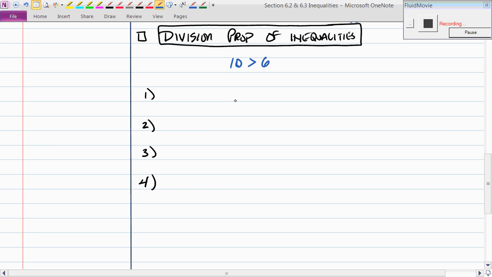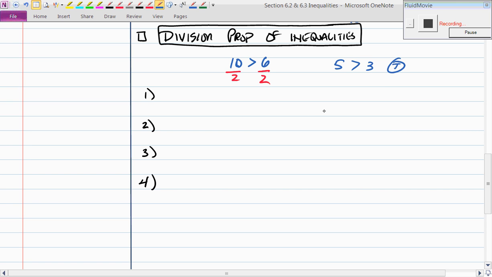Now someone give me a positive number out there that we can easily divide by. Yes, sir? 2. Good. I like that idea. We're going to divide both sides by 2. So 10 was bigger than 6. If I divide both sides by 2, what is 10 divided by 2? 5. Is 5 bigger than 3? Is that true or false? That is definitely true.